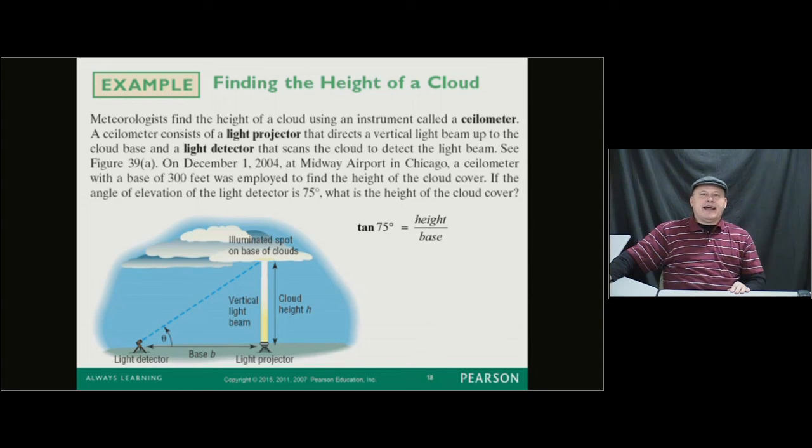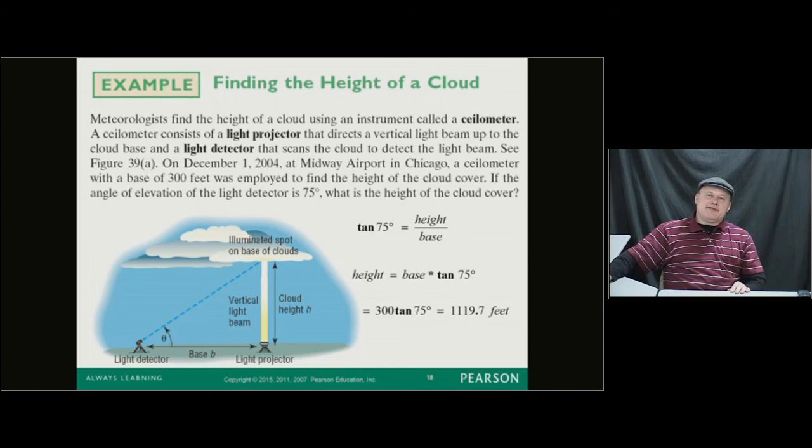So now we got the tangent of 75 degrees is, remember, opposite over adjacent, height of the cloud cover divided by the base. So the height would be the base times the tangent of 75 degrees. So then it's just a matter of plugging in the 300 for the base. So 300 times the tangent of 75 degrees.